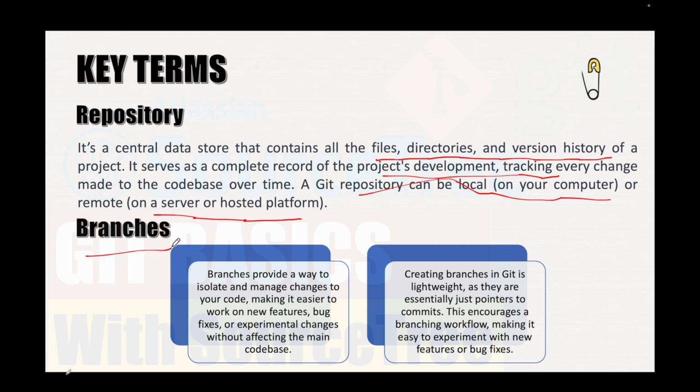The second thing is branches. So what are branches? Branches provide a way to isolate. This is a keyword. We will see what it means. It provides a way to isolate and manage changes to your code, making it easier to work on new features, bug fixes, experimental changes without affecting the main code base.